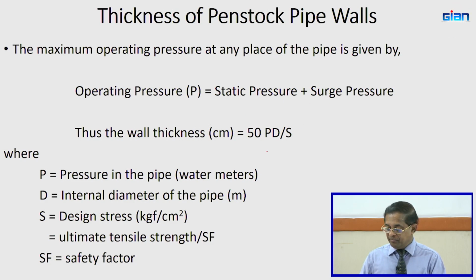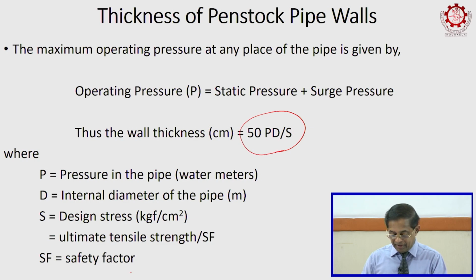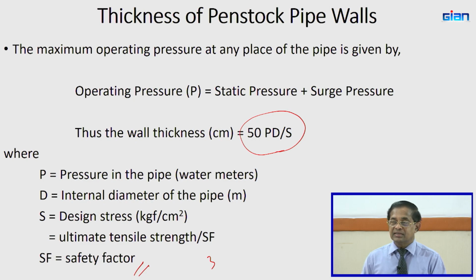So, you can get the total static pressure plus the surge pressure, and the wall thickness you can calculate from P d divided by S. S is a safety factor. Maybe you can use 3 or something like that as the safety factor, because in designs we do not use the final limiting value for practical operations.